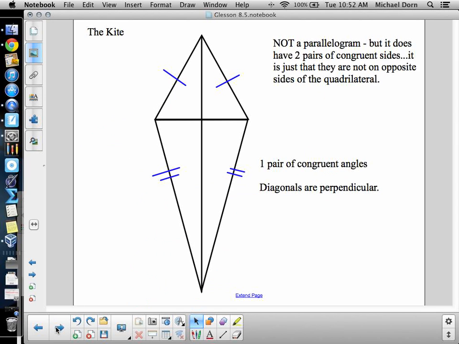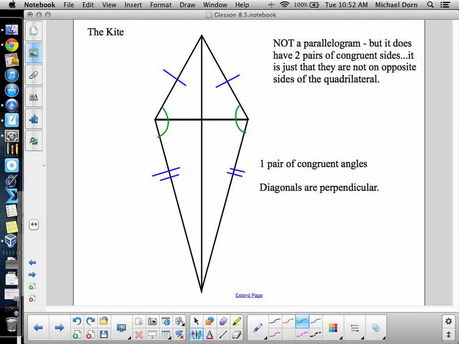Let's look at the kite. The kite is not a parallelogram, but it does have two pairs of congruent sides. The difference is the congruent sides are consecutive instead of opposite. Classic kite shape. The kite does have one pair of congruent angles. That's this whole angle and this whole angle. Those two are congruent. These two are not. If it had two pairs of congruent angles, it would be a trapezoid or a parallelogram, right? Two pairs of opposite congruent angles would make it a parallelogram, so it only has one.